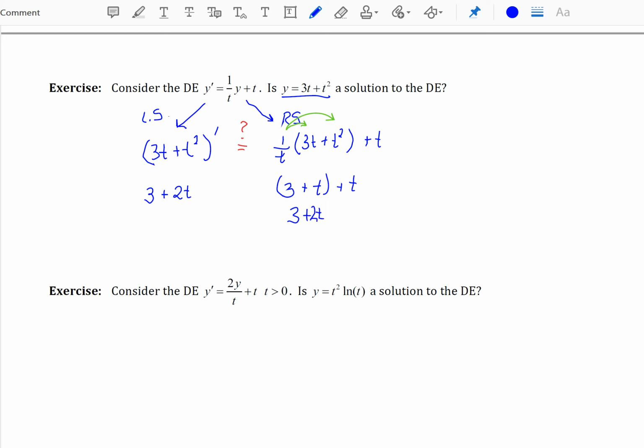This tells us that y equals 3t plus t squared is a solution to the differential equation.